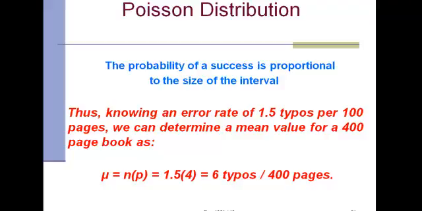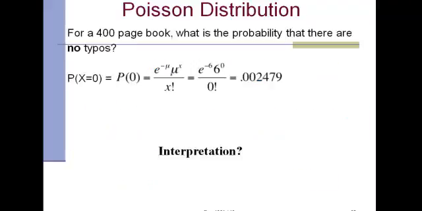So remember, you do have to use that n times p, the mean, depending on what interval is asked in a question compared to the probability of success, the size of that interval. So you may need to adjust it. So for a 400-page book, what is the probability that there are no typos? Well, here it is using the formula, but let me just skip over to Excel and do that.